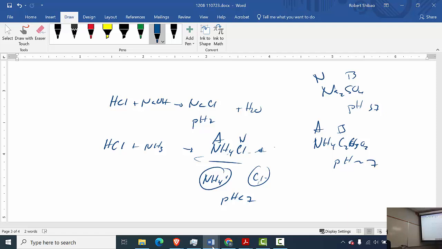And so we have different salts that yield different pHs.